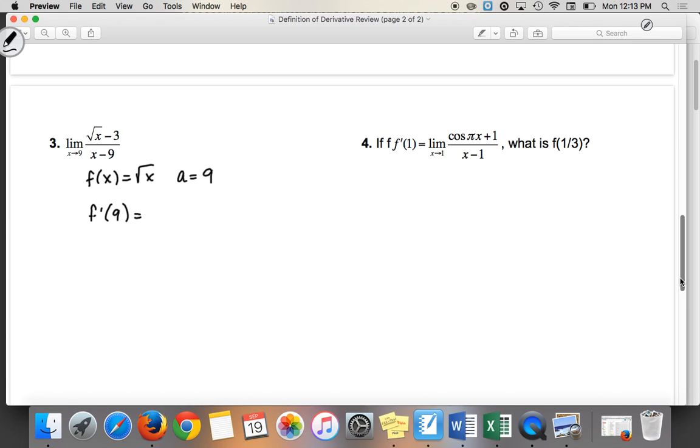So like the first one of yours without the algebra. Right. So this is going to be x to the 1/2. So what's the derivative of x to the 1/2? 1/2 x to the negative 1/2. So we're going to plug in 9 for our x.